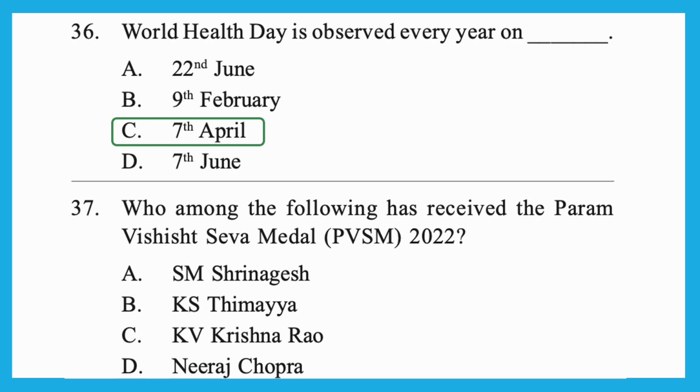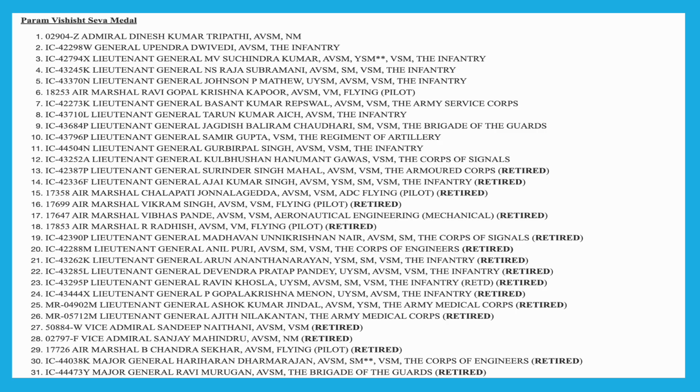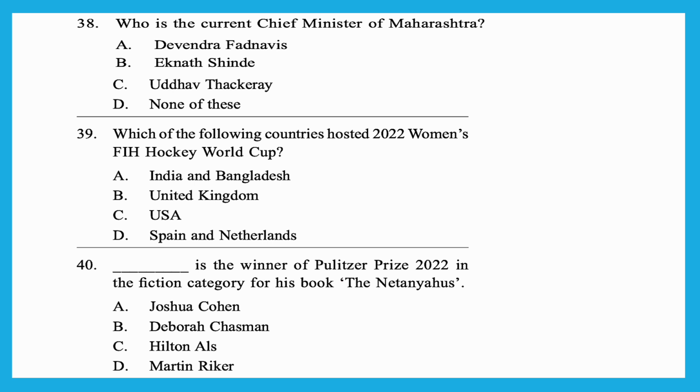Question 37. Who among the following has received the Param Vishisht Seva Medal, that is PVSM 2022? The right answer here is option D, Neeraj Chopra. And if we talk about who won that in 2024, there is a full list which you can see. Question 38. Who is the current Chief Minister of Maharashtra? The right answer is option B, Eknath Shinde.